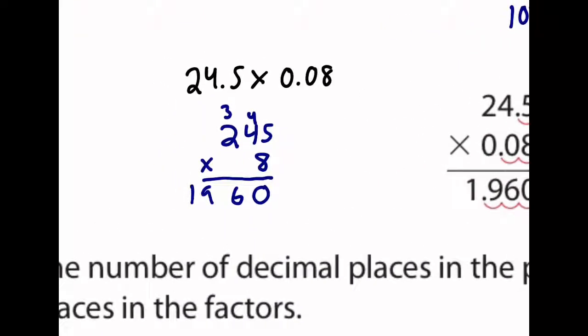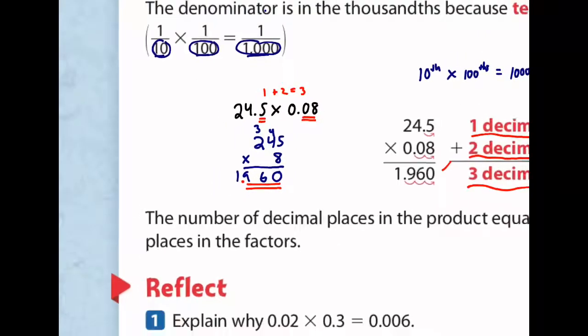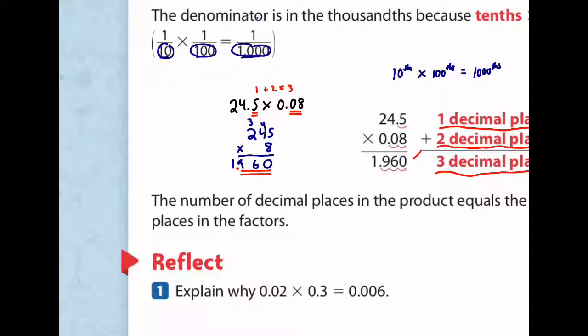But this is where I remember my decimal places. There's 1 decimal place here. There's 2 decimal places here. So that 1 plus 2 decimal places means my answer needs to have 3 decimal places. Okay? So my answer is going to be 1,960. But I also want to tell you another way you can place your decimal.